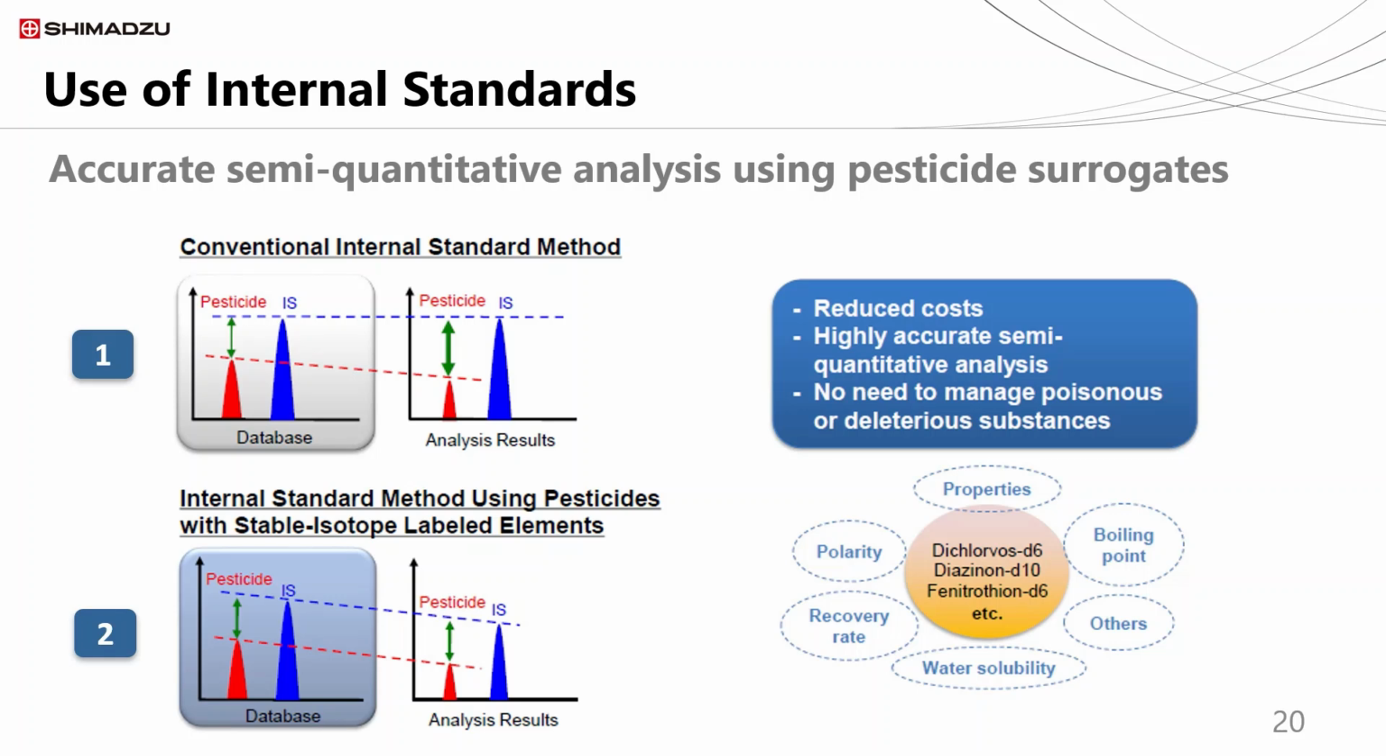This is because in QuickDB, the isotopically labeled internal standards are selected and grouped after carefully studying many properties like polarity, solubility, boiling points, etc. They cover more than 450 pesticides present in the QuickDB database. Apart from this, it can help in reducing the cost and also the handling of harmful chemicals.